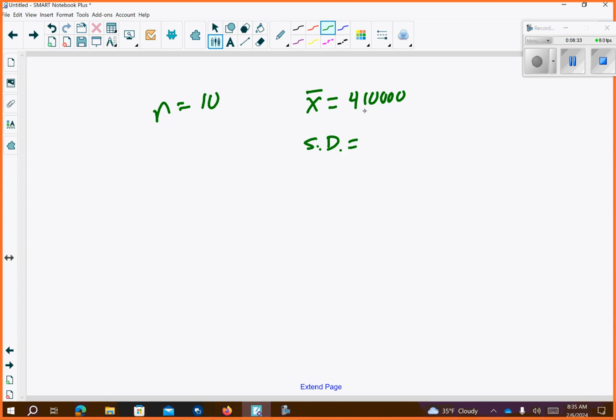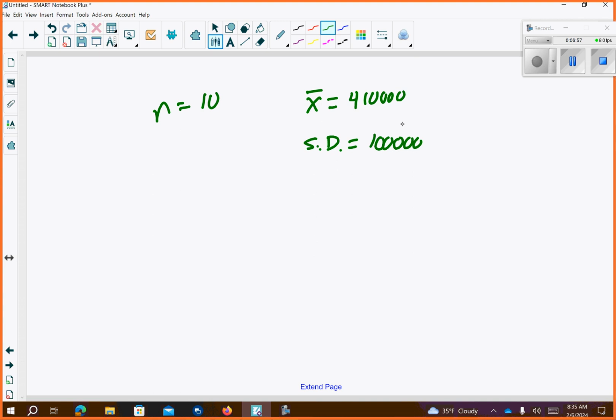T, because it's less than 30. It's also T because we're using our sample standard deviation. So there's two things that pertain to using a t-test: if you're using the sample standard deviation and/or you have a sample less than 30. So kind of note that.